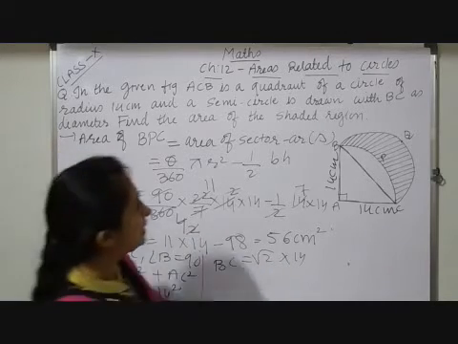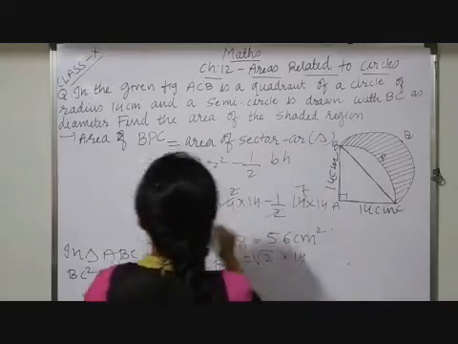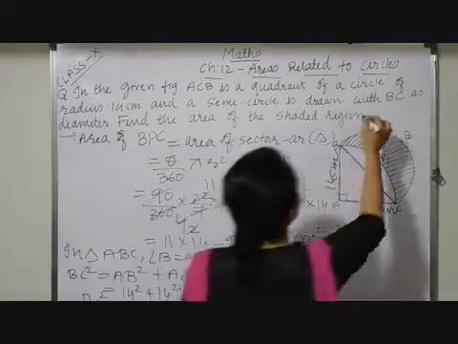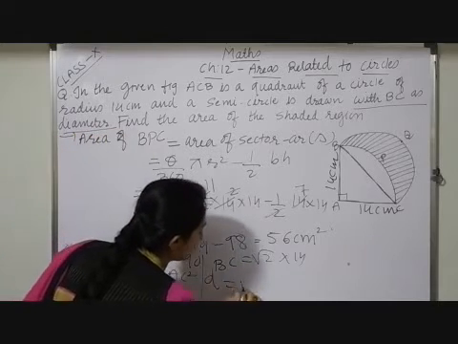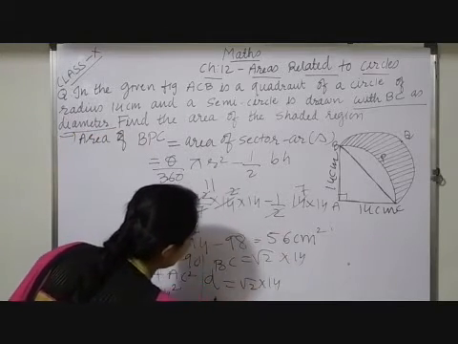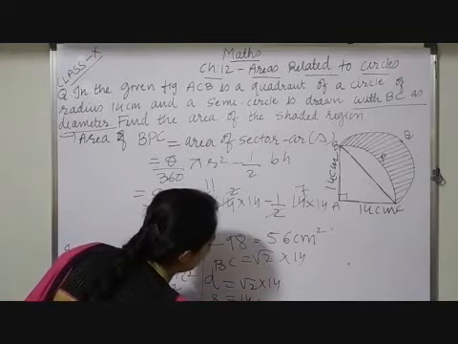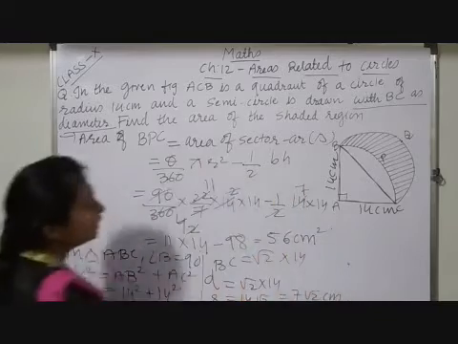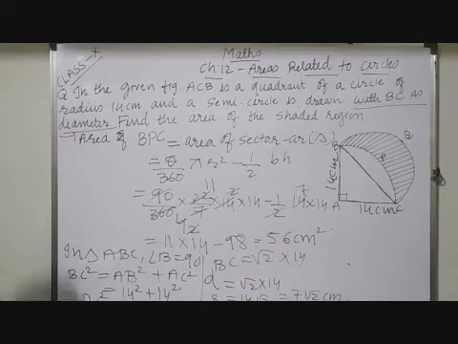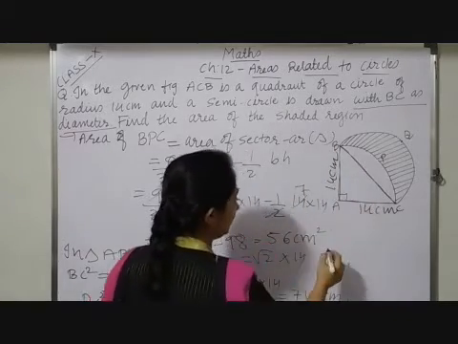BC is what? A diameter. Here in the question it is specified that with BC as diameter. So here we got D equals root 2 into 14. So the radius R will be 14 root 2 upon 2, that is 7 root 2 centimeter, which is your radius. Now here we will find out the area of the semicircle.